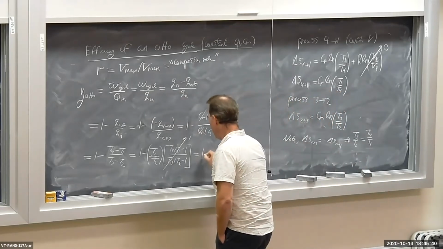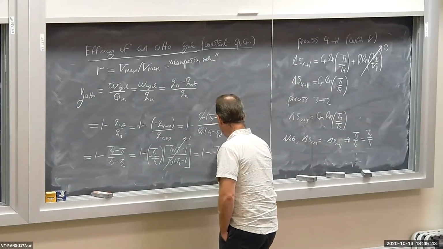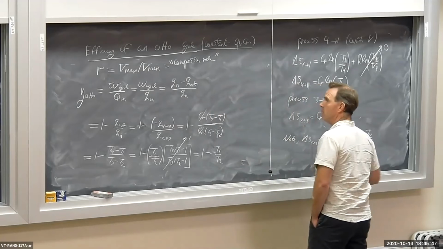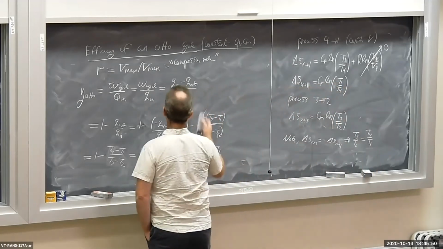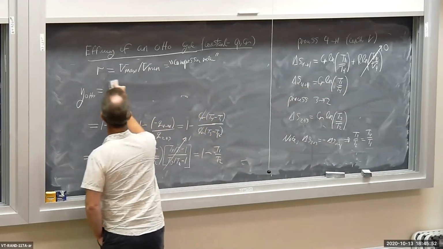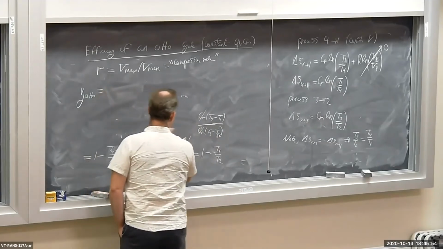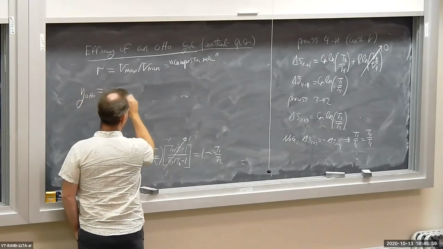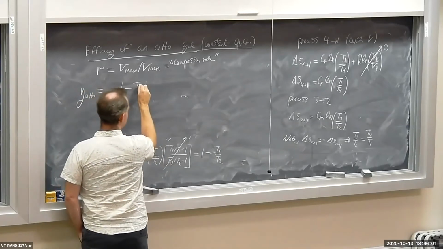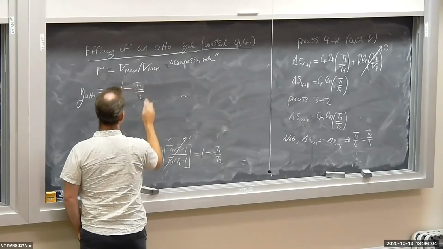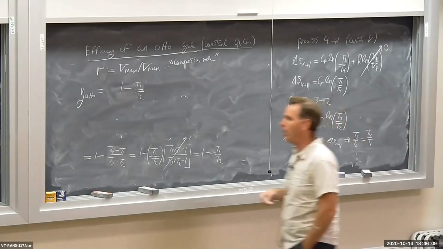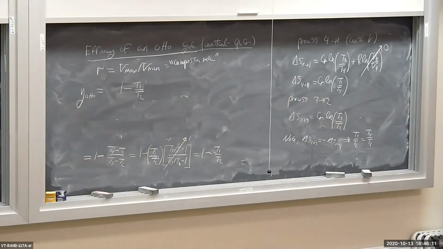So I get 1 minus T1 over T2. I'm running out of space here, so I'm just going to continue: 1 minus T1 over T2. Now, what's T1 over T2? Let's look at process 1 to 2.